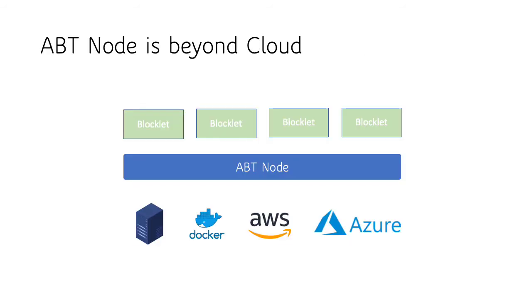ABT Node creates a unified layer for blocklets, so blocklets can be deployed on different cloud or server environments. ABT Node runs well on dedicated servers, virtual machines, or Docker containers. We work together with Amazon Web Services and Windows Azure at this time to create an instance of ABT Node. In the future, more cloud providers will be supported.